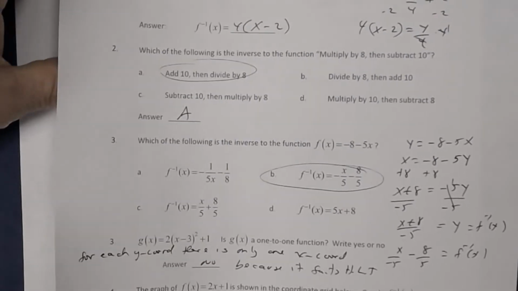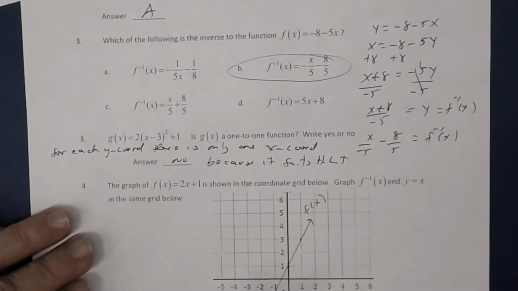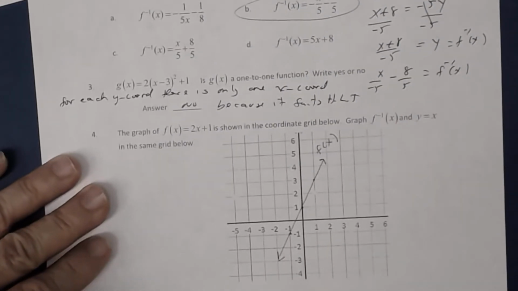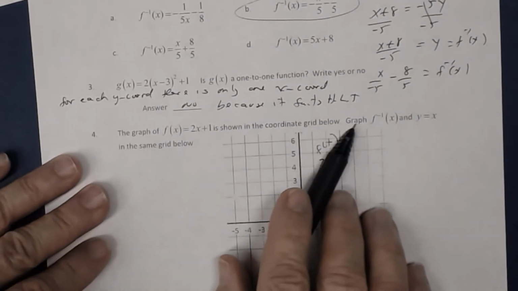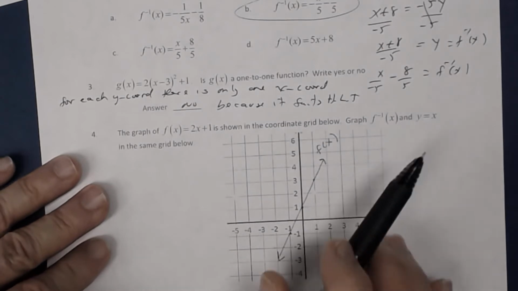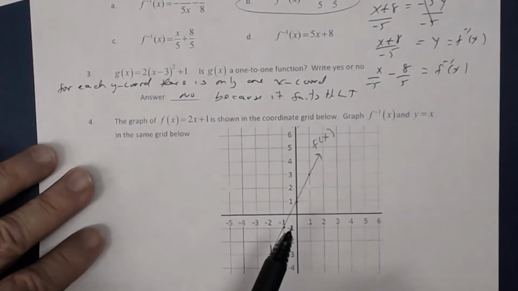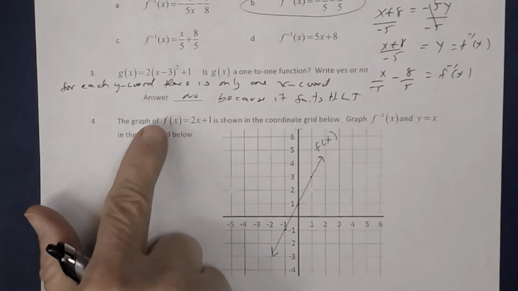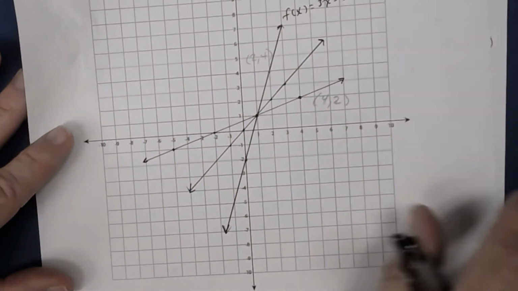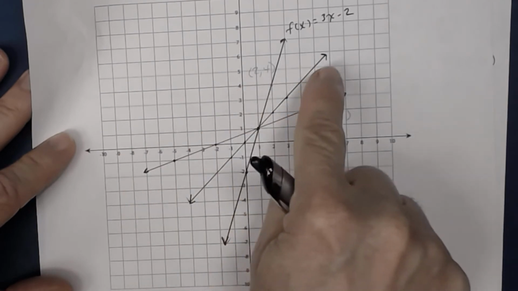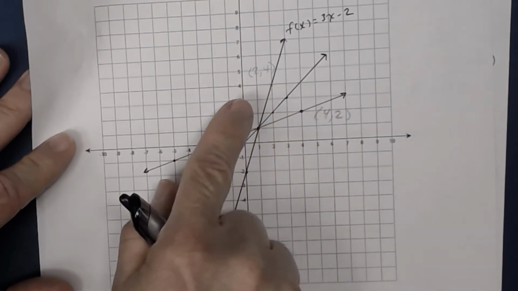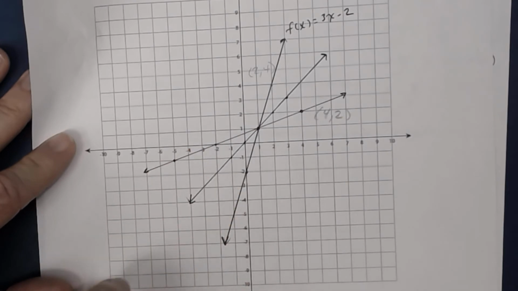Okay, so let's talk about number 4. So number 4 says the graph of f of x is shown. So there's a graph of f of x, okay? And you want to graph the inverse. All right, and then I also said make sure you graph y equals x, because remember that if two functions are inverses of each other, they are symmetrical about the line y equals x right here. Okay, so you see how these are symmetrical about the line y equals x?